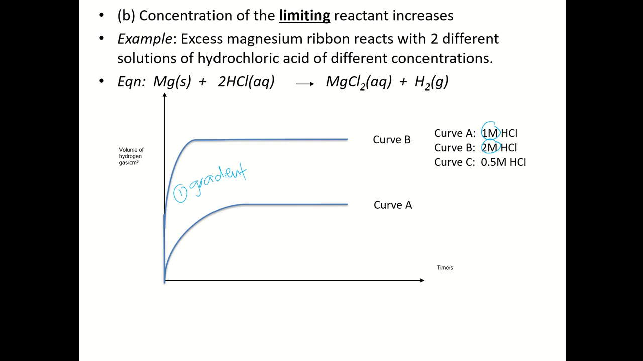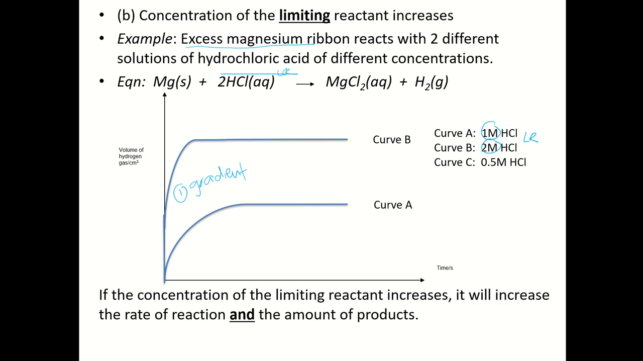But in this case, you're using excess magnesium. Means your limiting reagent is your acid. And if the limiting reagent is your acid and you're changing the amount of limiting reagent, it will change the amount of product formed. So in this case, if you increase the concentration of your limiting reagent, which is your acid, it will also increase the amount of product formed. So you will have more hydrogen gas being produced.